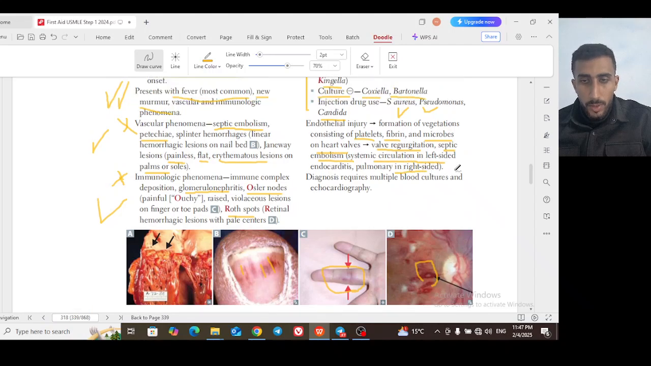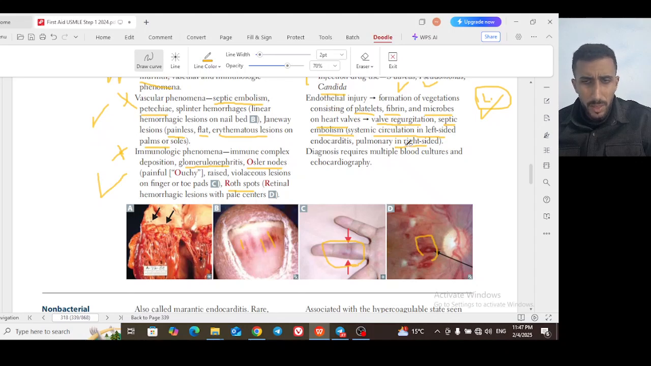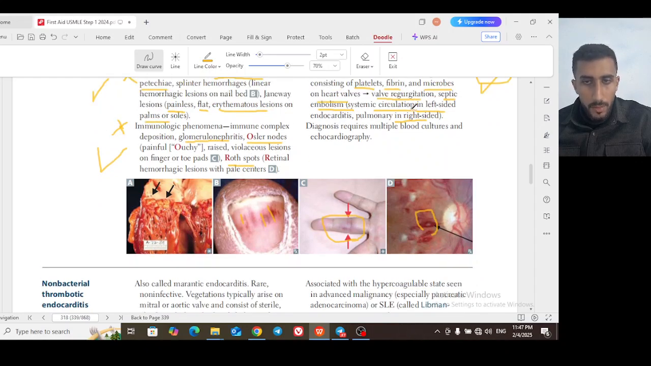For tricuspid valve involvement, the emboli drain through the pulmonary artery, and the final destination is the lung. Unlike left-sided vegetations, which may travel up in the blood until reaching the systemic circulation. So this is the left-sided versus the right-sided.